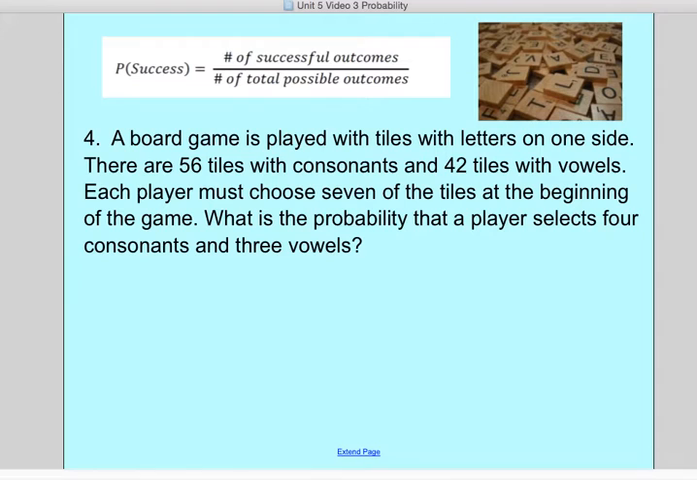Okay. Example 4. A board game is played with tiles with letters on one side. There are 56 tiles with consonants and 42 tiles with vowels. Each player must choose 7 of the tiles at the beginning of the game. What is the probability that a player selects 4 consonants and 3 vowels? Okay, see that I have the word "and," so I know I'm going to have to multiply. And I ask myself, am I picking a group or am I putting them in order? I'm just picking a group. So this one is a combination.